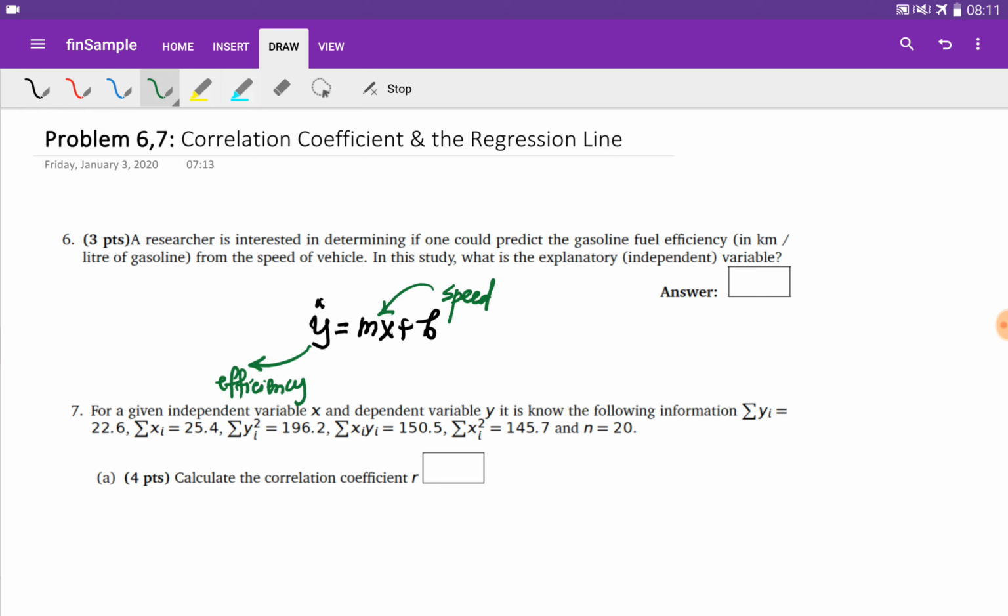So the independent variable here is always the x, because you choose what the x is yourself, you substitute this into this equation, and it is going to give you the y. So what is the explanatory independent variable here? It's the speed of the vehicle. And the dependent variable is going to be the efficiency of the gasoline.